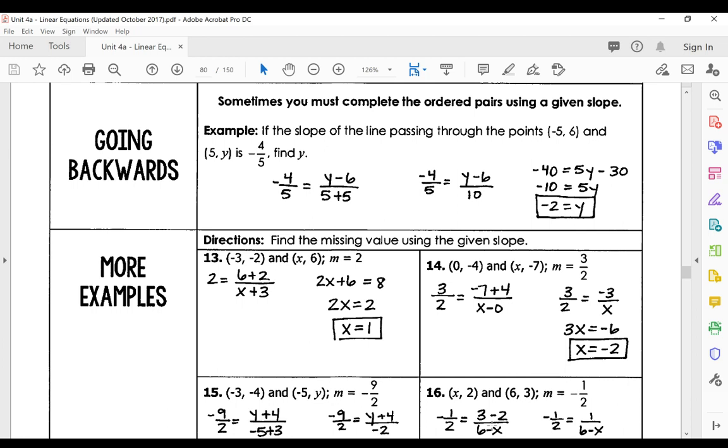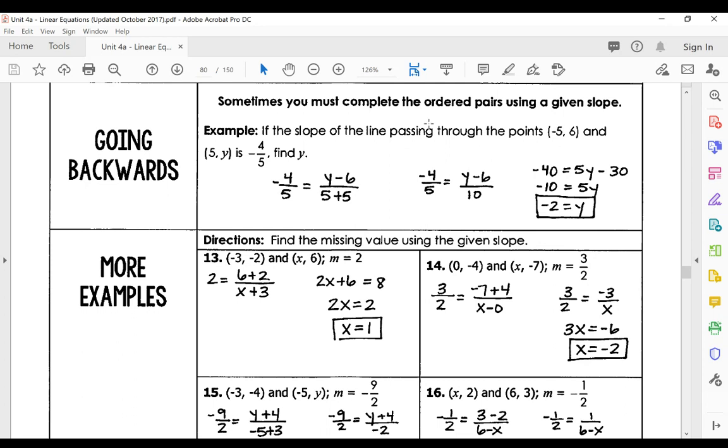We've just learned how to use the slope formula to help us find the slope of a line when we are given 2 points. Sometimes you must complete the ordered pairs using a given slope. For example, if the line passes through the points -5, 6 and 5, y, and the slope is -4/5, we might need to find y. We're going to use the slope formula just as we've done before, but it will look a little different when we solve this. This is a little bit more difficult.